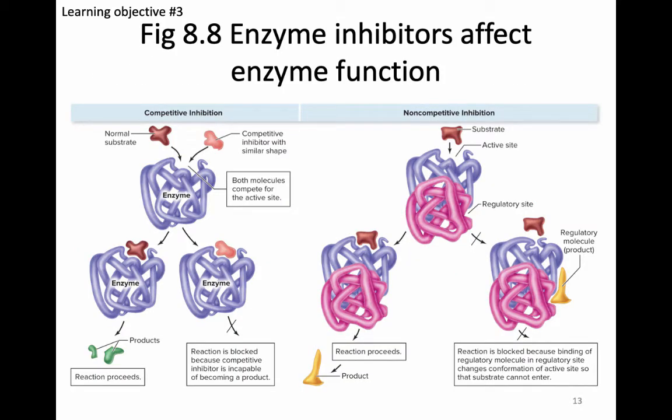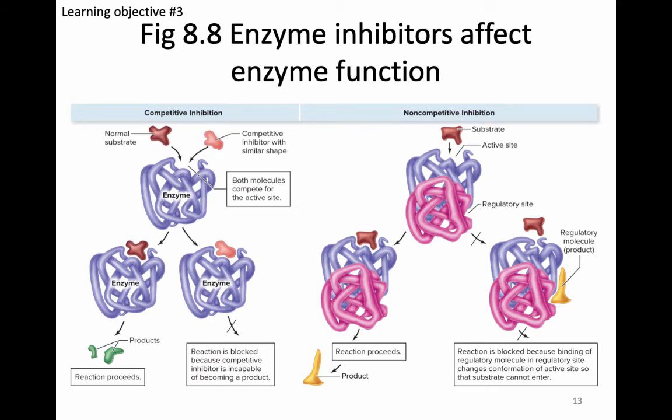There are ways to inhibit the function of enzymes, and these can be molecules that either competitively inhibit enzyme function or non-competitively inhibit enzyme function. So I'm going to explain competitive inhibition first. So we have the enzyme drawn in purple, we have the substrate in dark brown, and we have the competitive inhibitor in light brown. So the shape of the substrate and the competitive inhibitor are very similar, so they can both bind to the enzyme active site.